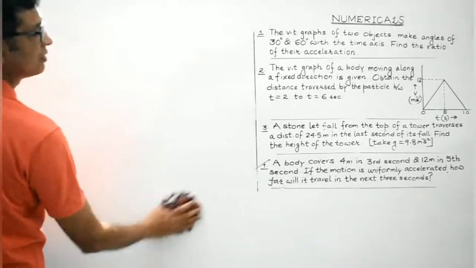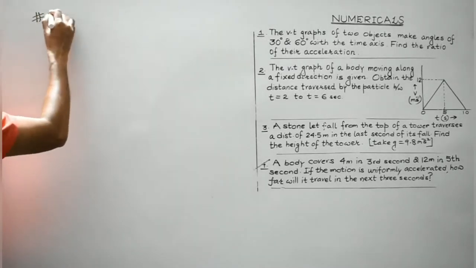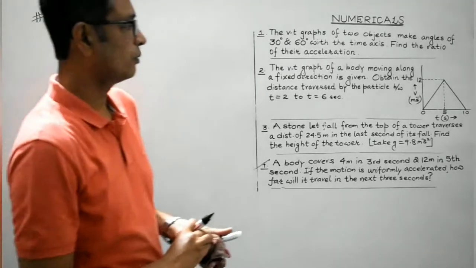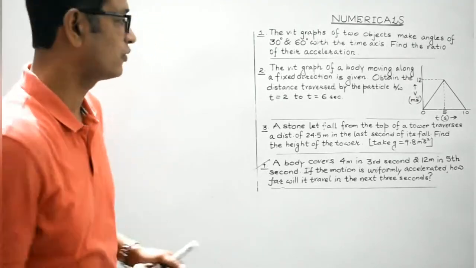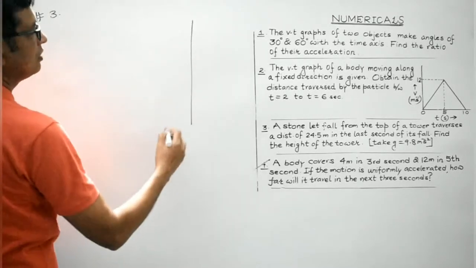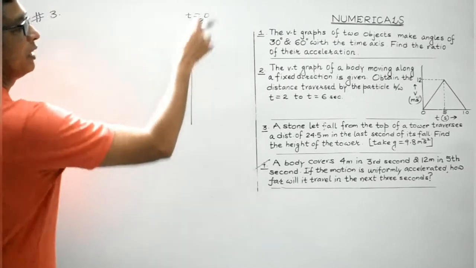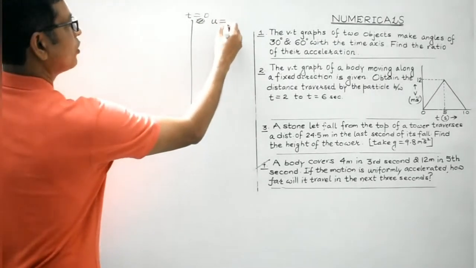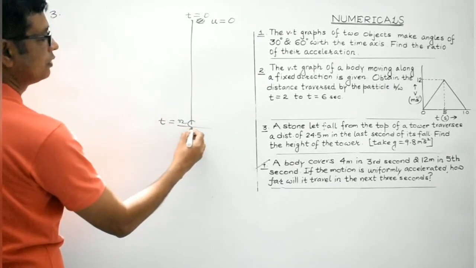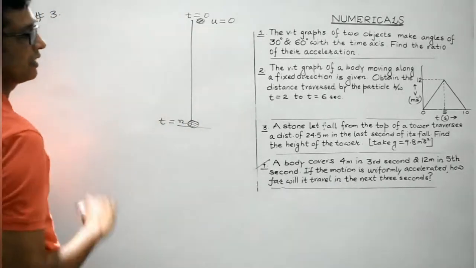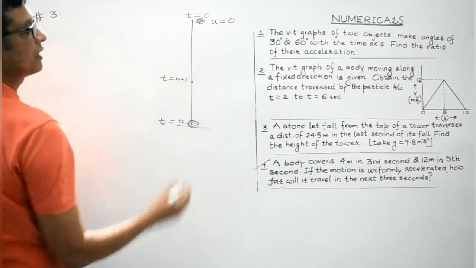The third question is again based on the distance covered by the body during the last second of its motion. A stone let fall from the top of a tower traverses a distance of 24.5 meters in the last second of its fall. Okay, this is a tower. Suppose from here a stone is made to fall freely. So the initial velocity is 0. And suppose it is taking n seconds to reach the ground. Total n seconds, right? So this can be considered to be n minus 1 seconds.